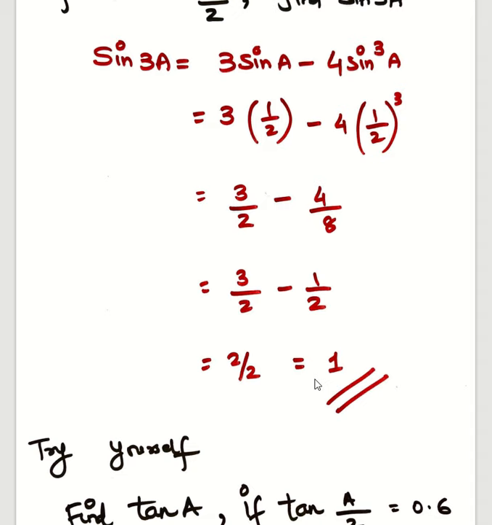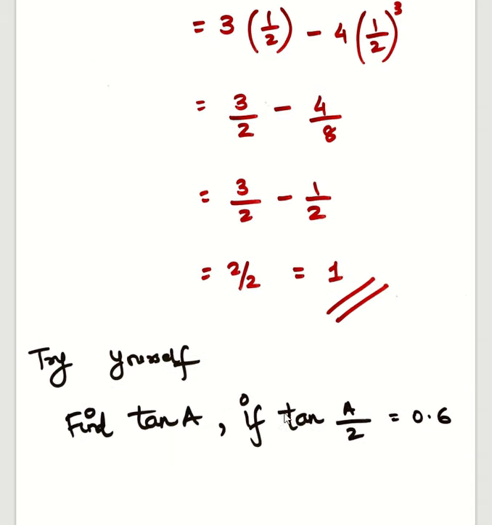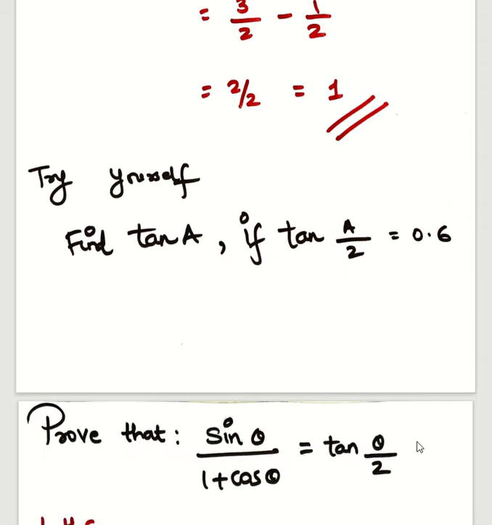1. Now similarly, you can try yourself: find the value of tan A if tan of A upon 2 is equal to 0.6. First of all, you have to check the formula for tan A, and wherever tan A upon 2 is there in that formula, you have to replace it with 0.6. So that is all about the second question.